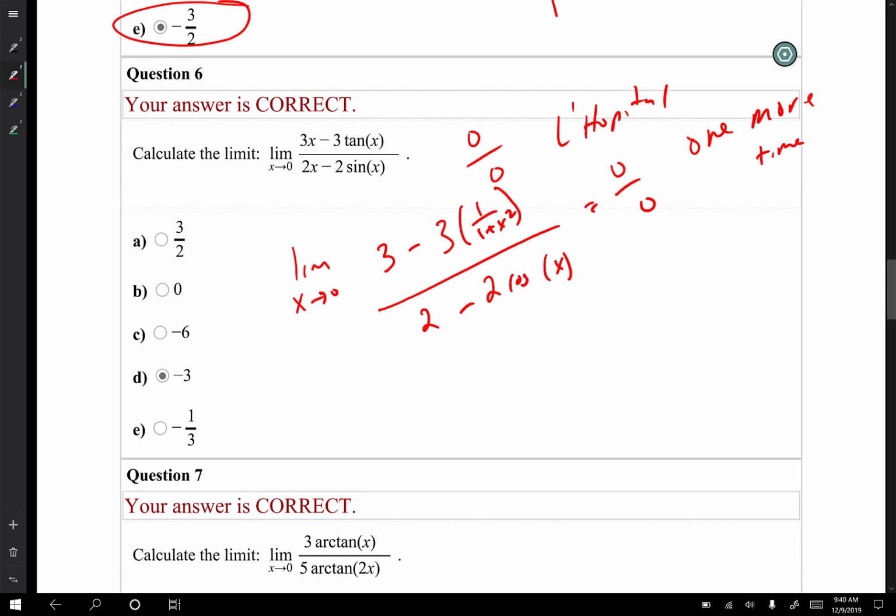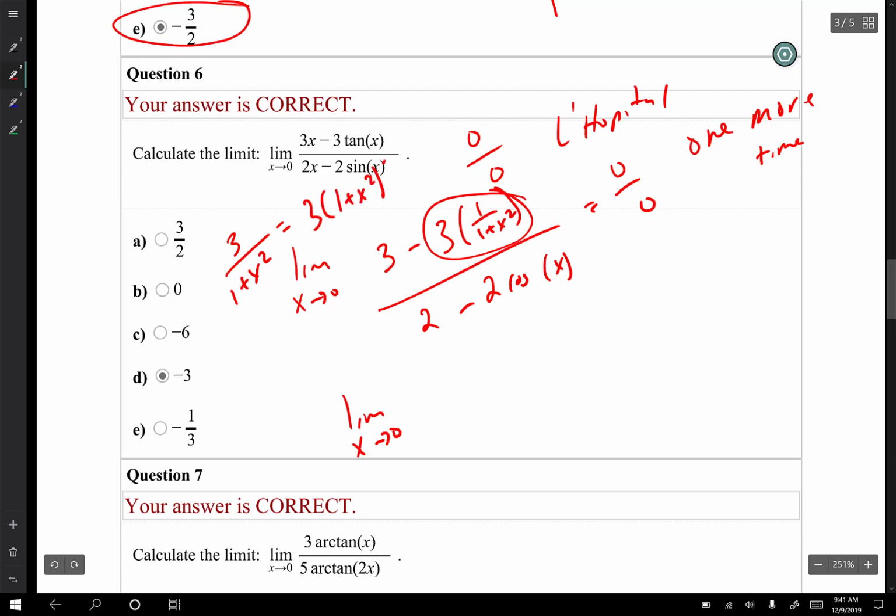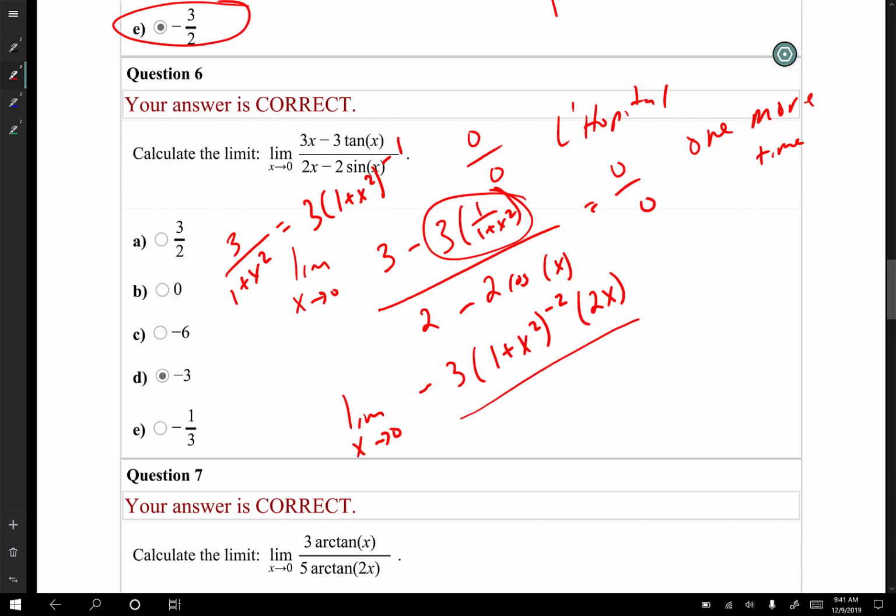Here, let's continue. Do another derivative. I'm going to do a derivative of this guy right here. So, let's see. I'm going to rewrite this. 3 over 1 plus x squared. So limit as x approaches 0, I'm going to write 3 times 1 plus x squared to the negative 1. All right, so derivative. So negative 3, 1 plus x squared to the negative 2 times 2x. That's chain rule. All over, and then the derivative of negative 2 cosine x is going to be positive 2 sine x. So now, let's see.